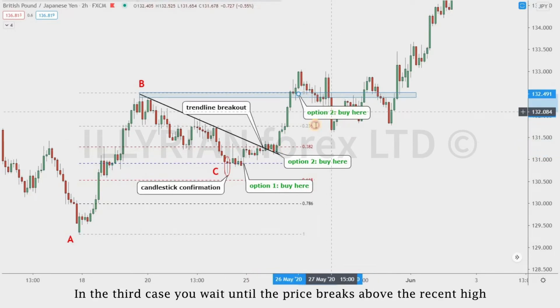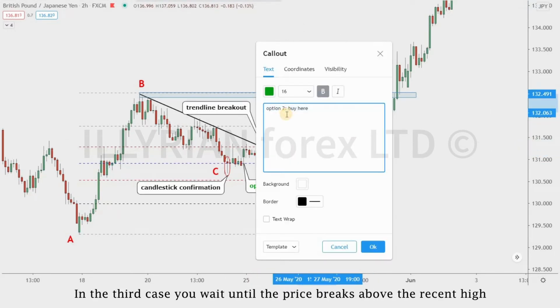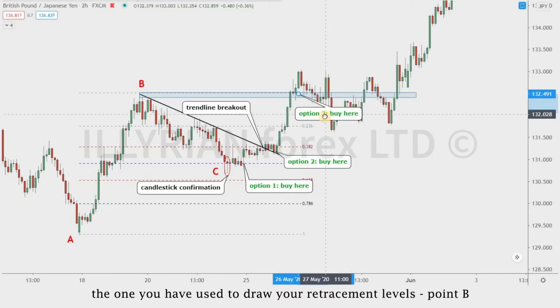In the third case, you wait until the price breaks above the recent high, the one you have used to draw your retracement levels, point B.